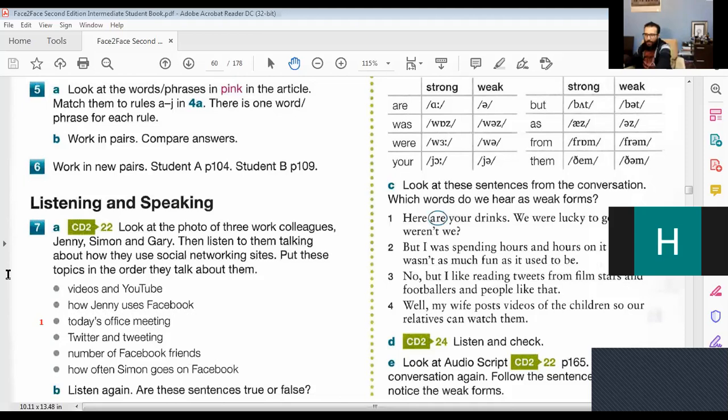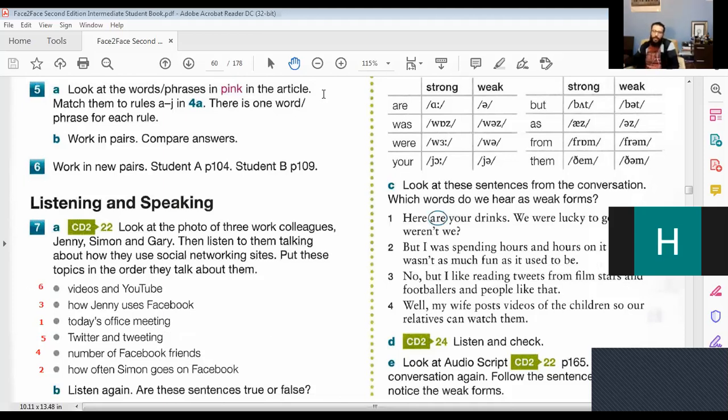What's the second thing they talked about? How often Simon goes on Facebook. Yes, 6. Okay. And how Jenny uses Facebook, yes, 2. All right. Number of Facebook friends. And Twitter. Okay. Yes. Then video and YouTube.